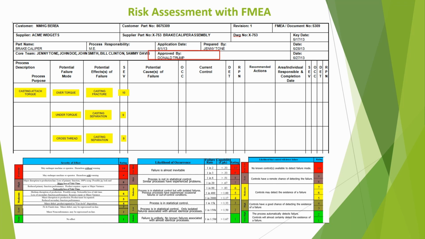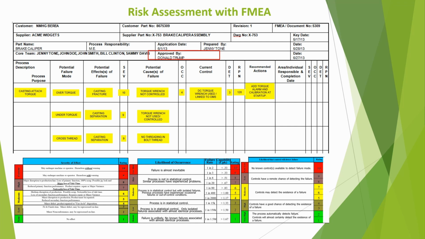The potential cause behind casting fracture due to over torque and casting separation due to under torque is the torque wrench not controlled, and the potential cause found behind casting separation is no threading in the bolt thread. Occurrence rating for over torque is 4 as per the occurrence rating criteria. Use of a DC torque wrench, linked to OMS, is identified as a current control for over torque. Detection rating for this particular control is 3. Here the risk priority number, RPN, is 120.